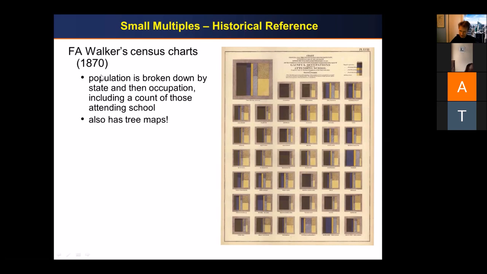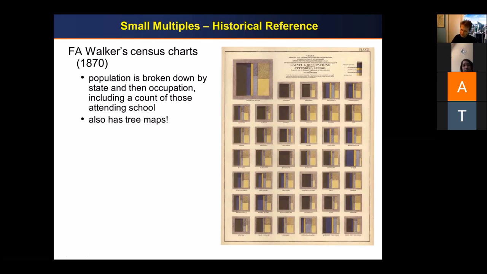Then census charts were also done. This is from 1870 by F.A. Walker, where the population is broken down by state and occupation. First by state, then by occupation, and then including a count of those that attend school. So this is actually a tree map too, if you think about it. It's a tree map and a small multiple at the same time, with different states.